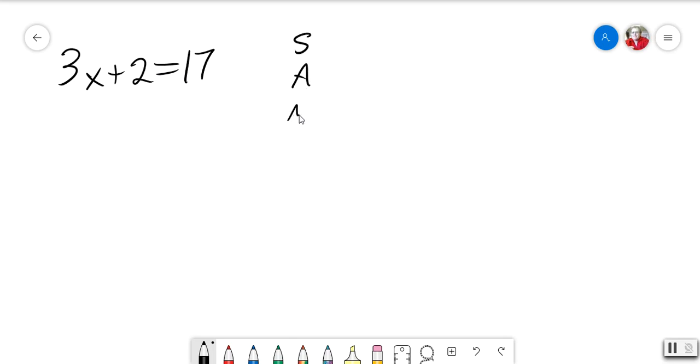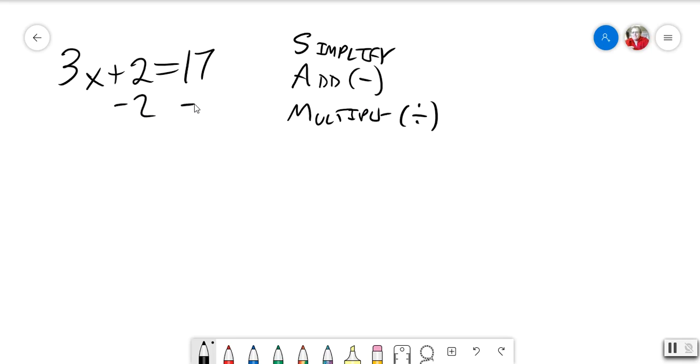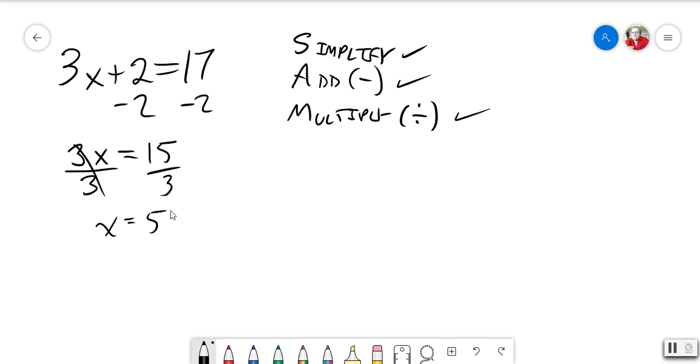Well, I've talked to you again and again about SAM, which is simplify, then add, which includes subtraction, and multiply, which includes division. So you add first, you get rid of the 2 on both sides. Whatever you do to one, you do to the other. So 3x equals 15. There was no simplification to be done. I did my addition. That leaves division. I want to get x by itself. The 3 cancels, and so x equals 5.